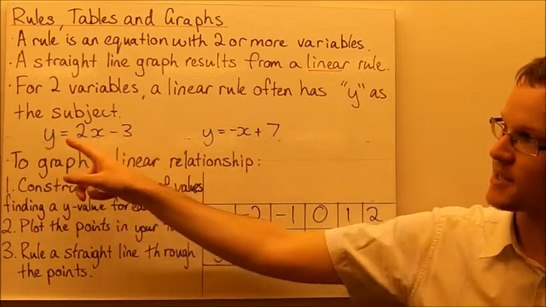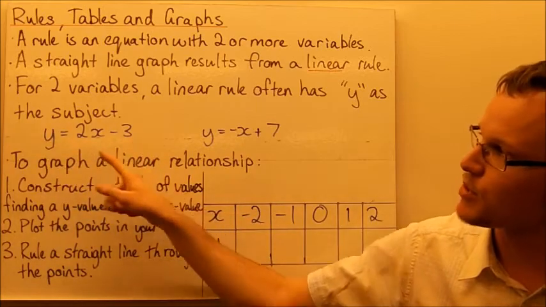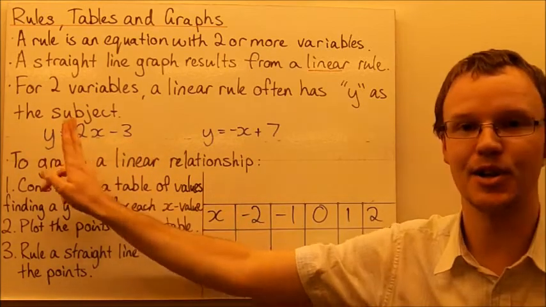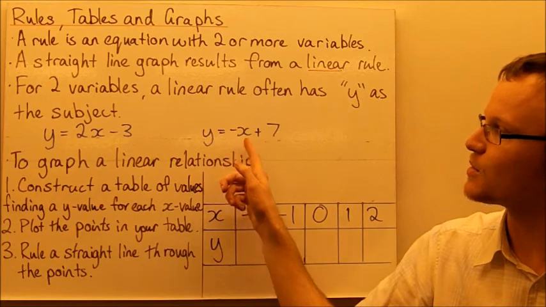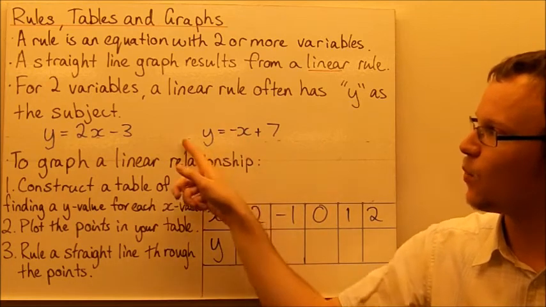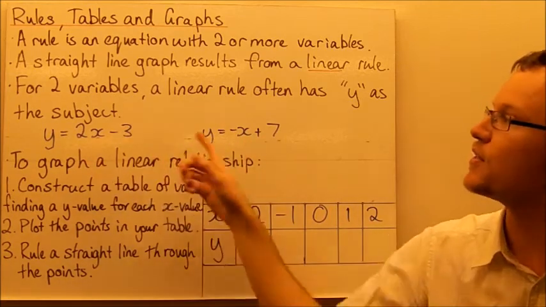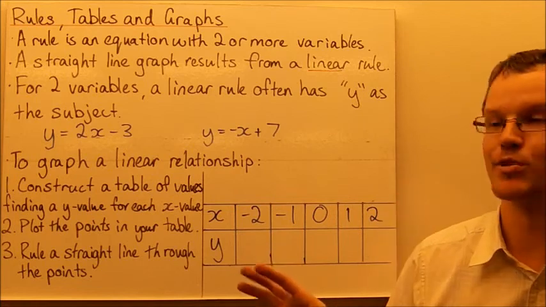So here we've got two examples. Y equals 2x plus 3. Y is the subject of this equation, it's over by itself. And y equals negative x plus 7. Y is by itself. Both of these rules are linear rules.